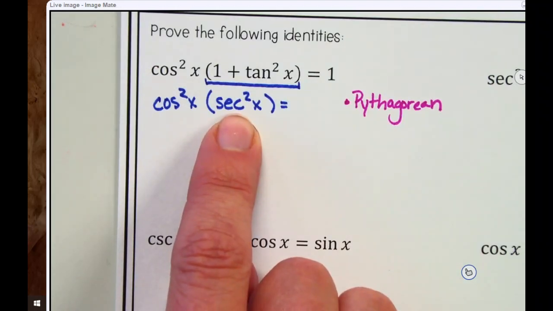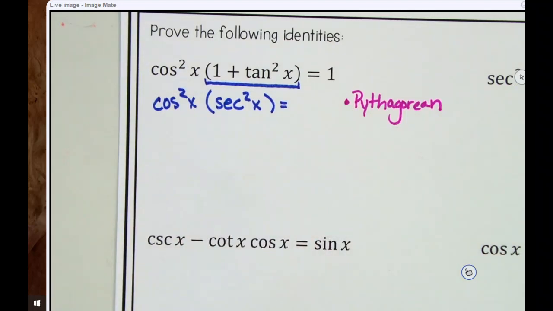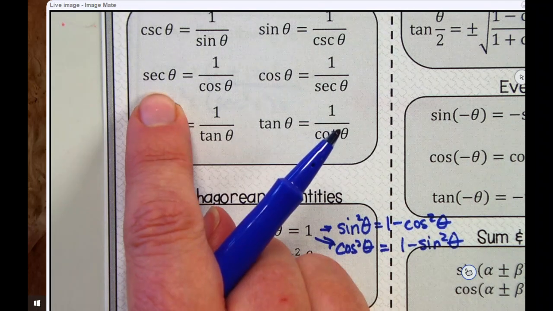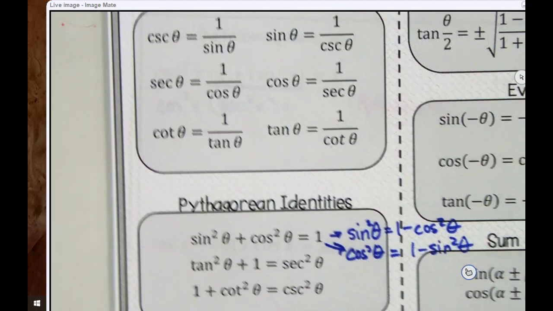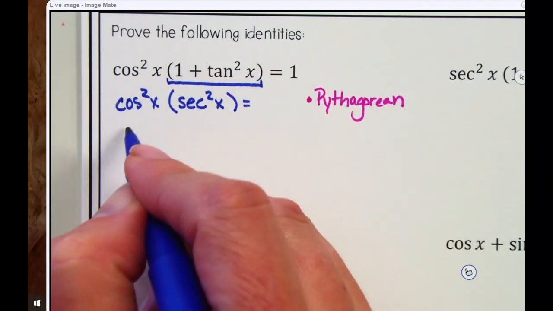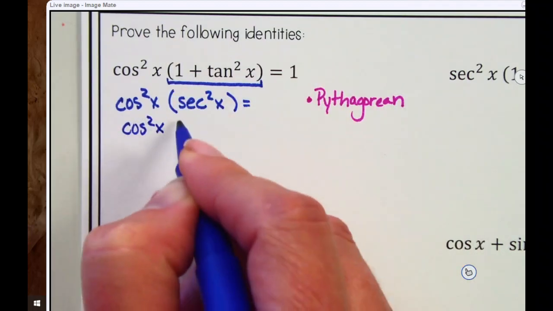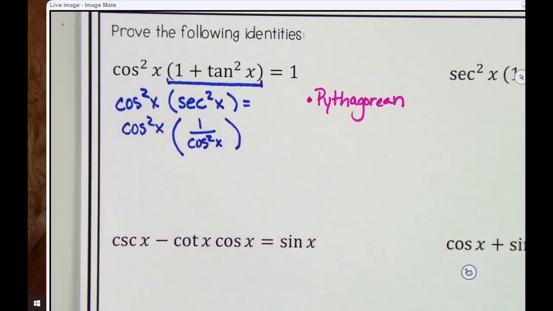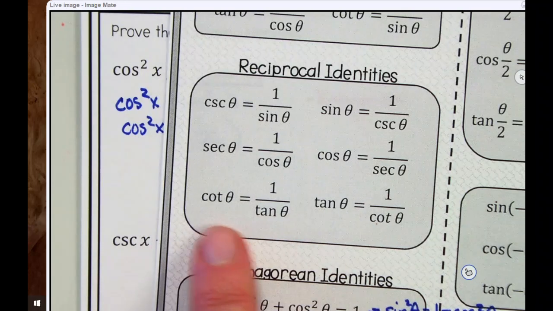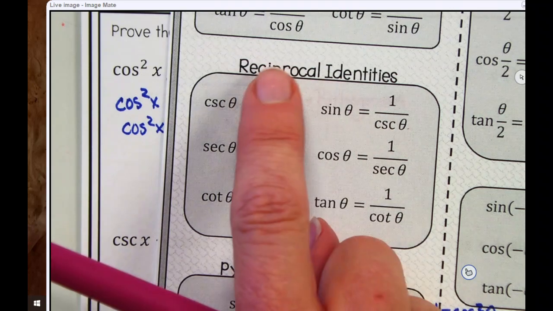All right. Secant squared. What's the inverse of secant? How can I rewrite that? Secant, the inverse is 1 over cosine. All right, so I've got cosine squared x times 1 over cosine squared x. What property did we use when we just did that? The reciprocal. Good.